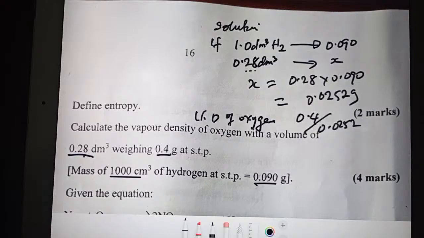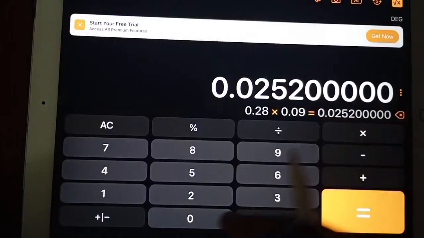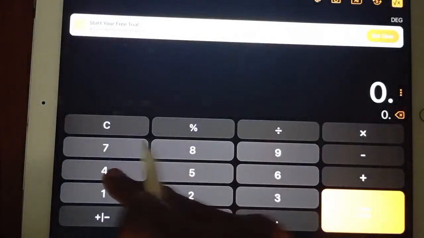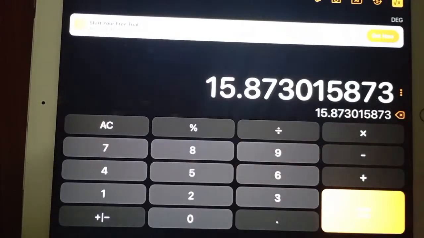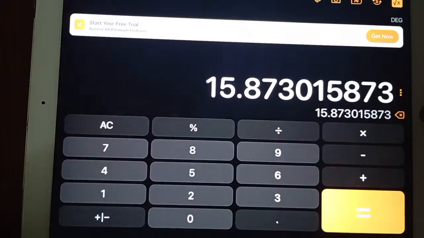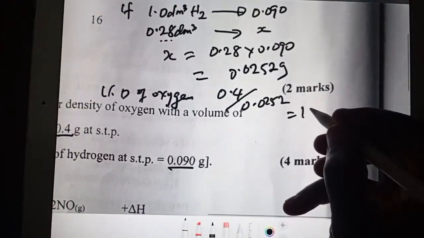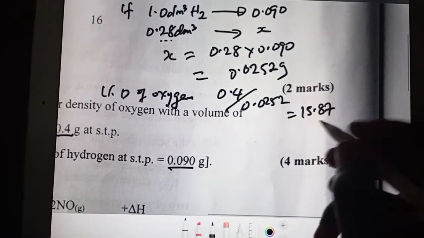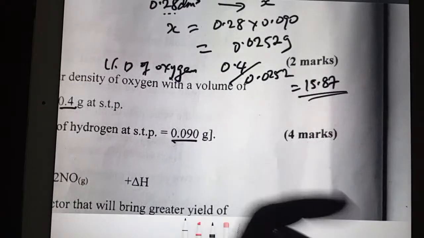It's conditional. So I will go to my calculator and now find out. So 0.4 divided by 0.0252 is 15.87. So that's the vapor density, 15.87. No unit. That's the vapor density. I hope you know this can be approximated as 16.